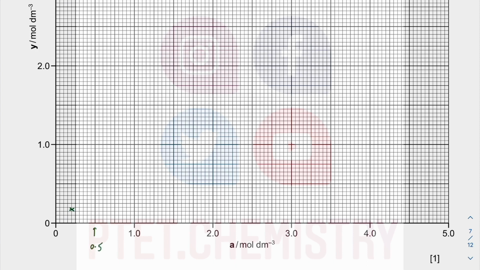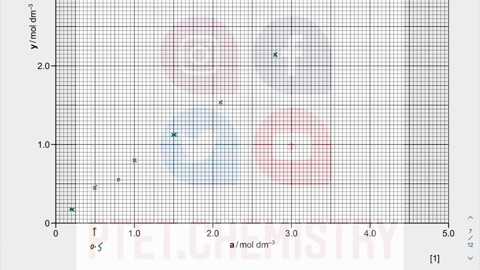0.5 and 0.45. 0.8 and 0.548, which is 0.55, that's the closest. 1 and 0.8. 1.5 and 1.135, somewhere there. 2.1 and 1.53. 2.8 and 2.148.